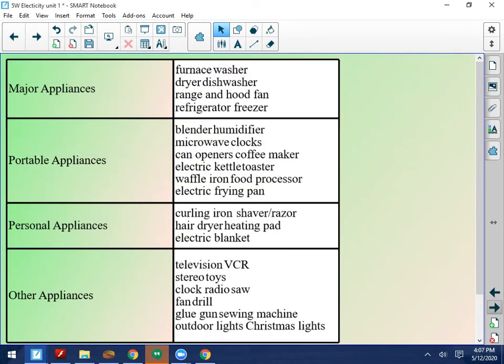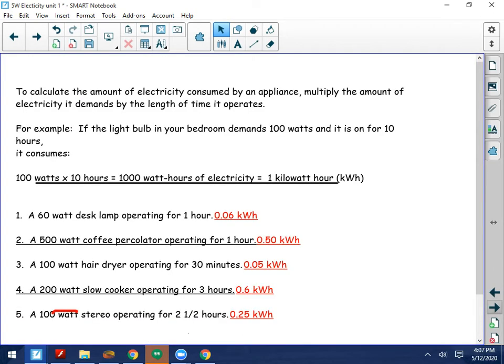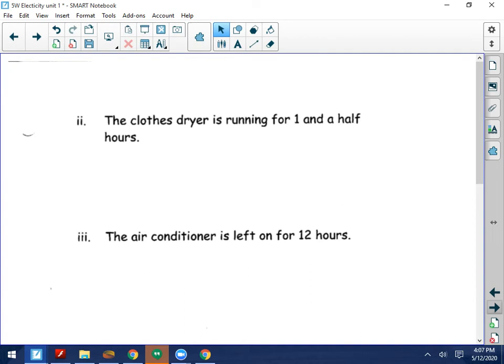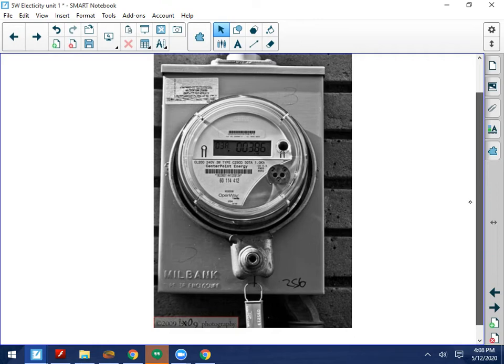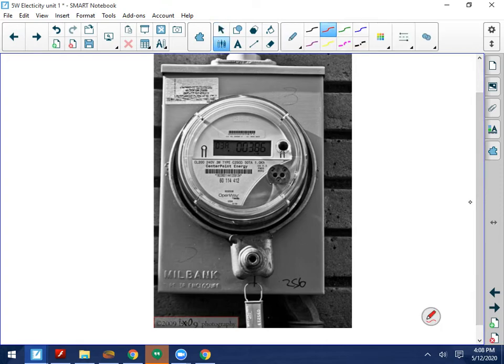That's the same activity. Different appliances use different amounts of power, and that power in your home is measured using your electrical meter. This is your electrical meter, and you are going to have to read it. You're going to have to see how many kilowatt hours your house is using. So I'm going to try and see if I can show you my electrical meter and show you how to do a reading with it. But for just now, you need to go outside and find this on your house.